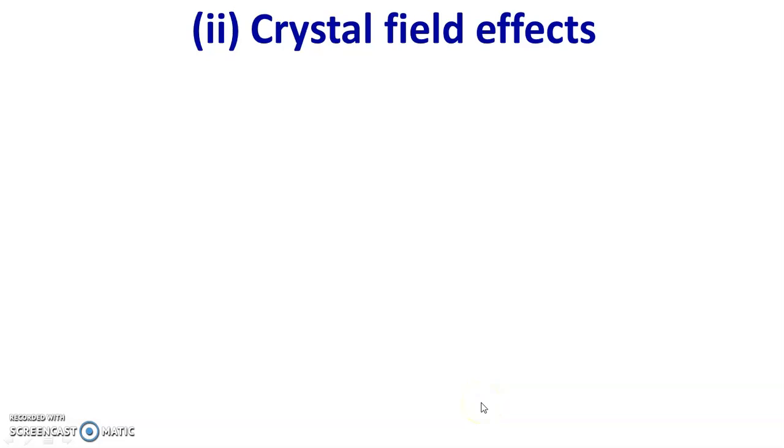Welcome to the online lecture series in inorganic chemistry, and we are discussing the important chapter, stability of metal complexes. In the earlier video we have seen the factors affecting the thermodynamic stability of complexes, and we are discussing the nature of the central metal ion. So the next important term is the crystal field effects. Crystal field effects decide the stability of coordination compounds or metal complexes.